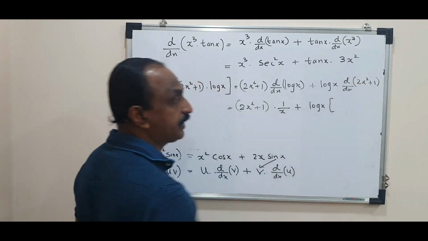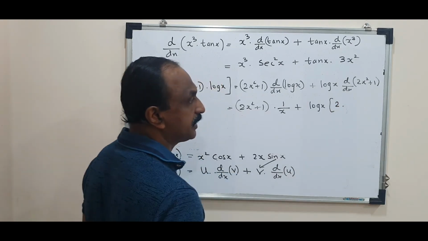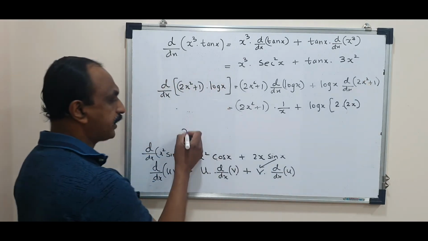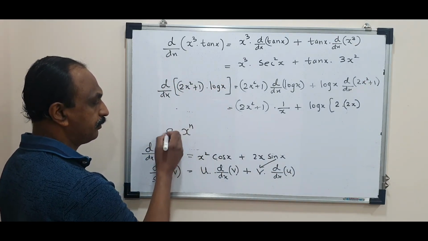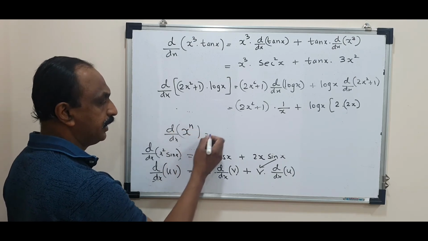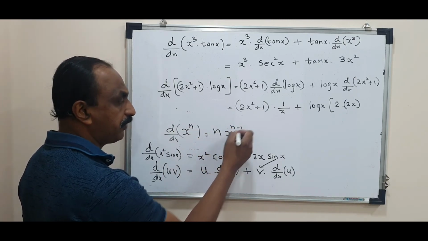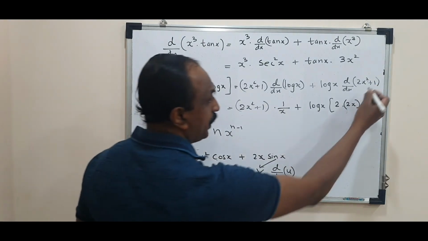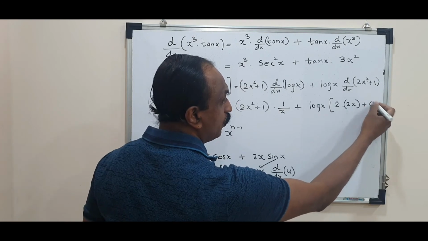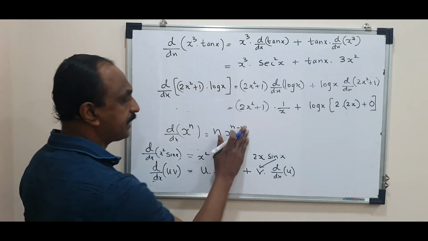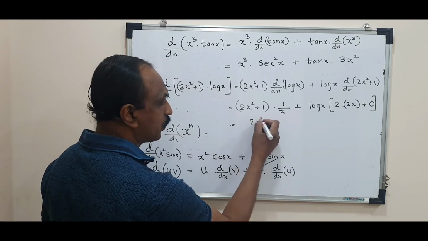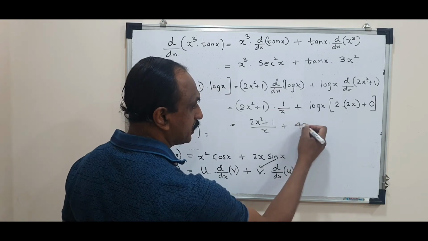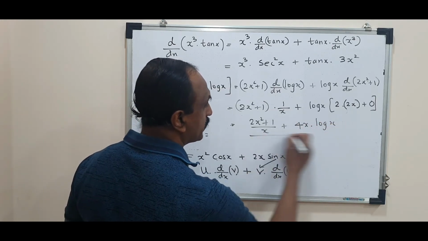2 is a constant with x square. So 2 will remain as it is. You will apply the derivative of x square, that is 2x. How do you calculate the derivative of x raised to n? Start from the power, reduce the power by 1. x square's power, when you reduce by 1, becomes x. And the derivative of a constant alone would be 0. Hence, I can say my answer is 2x square plus 1 upon x, plus 2 into 2x, 4x into log x. This would be my answer.